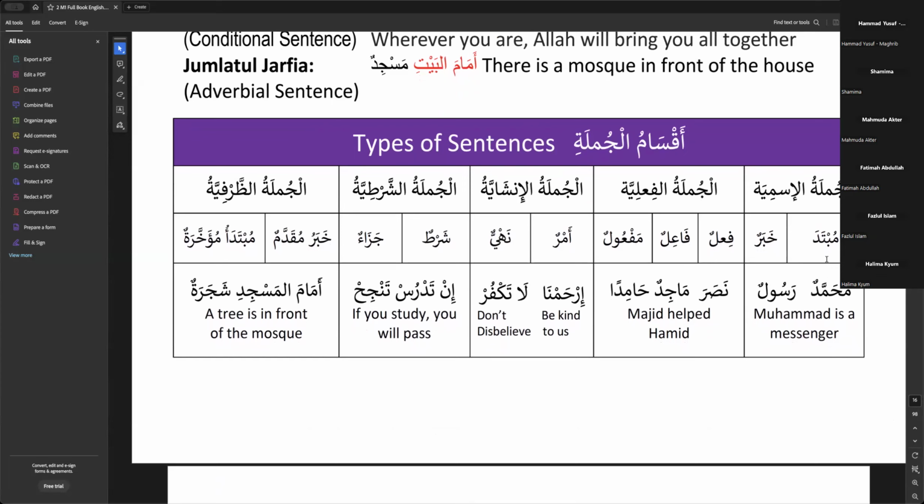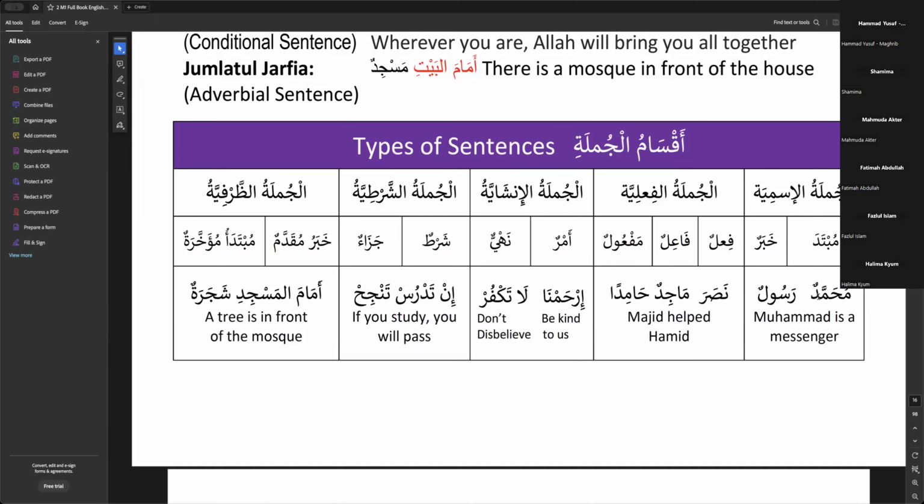Given the two parts, Mubtada, Khabrun. First one is Muhammadun Rasulun. Muhammadun is Mubtada. Khabrun is Rasulun. Muhammad is a messenger. And this, we call it Jumlatul Ismiya.